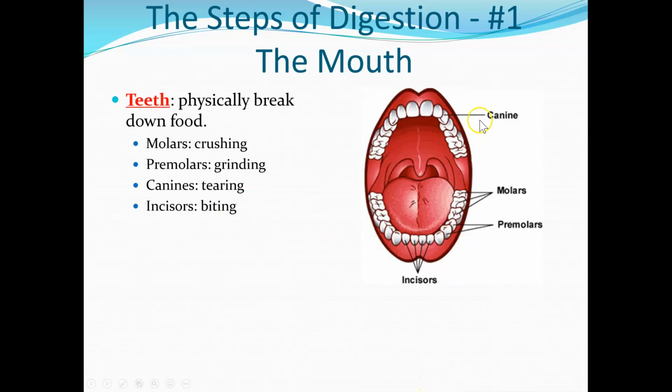So as you can see, the teeth are what physically break down the food. There's the molars, the premolars, the canines are right over here. There's 2 of them here. And then the incisors at the front. These are the biting teeth. Canines, basically, they do the tearing.